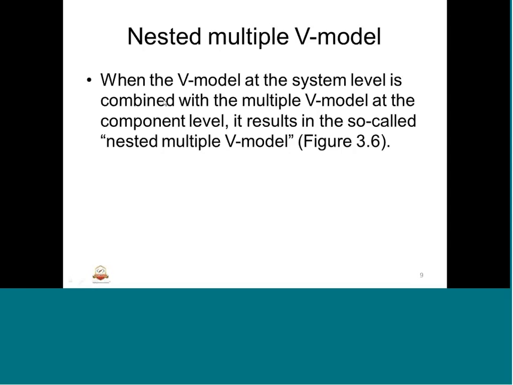So once this is combined at the component level, so we have defined the system level. The component level, these multiple models it can iterate. So it is so called nested multiple V model. So we have an example here.